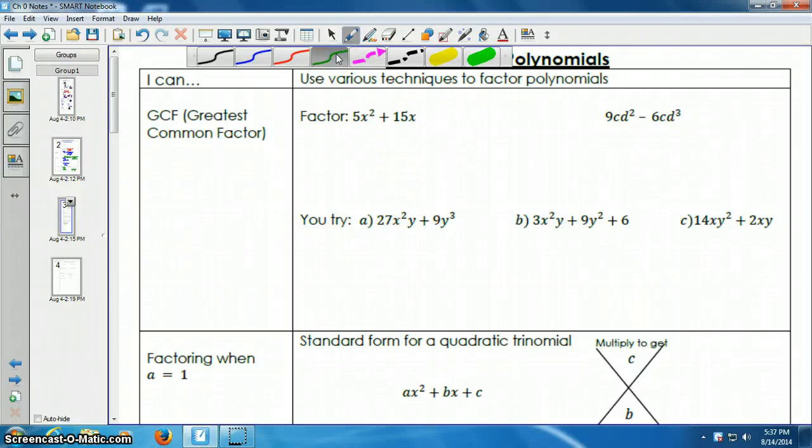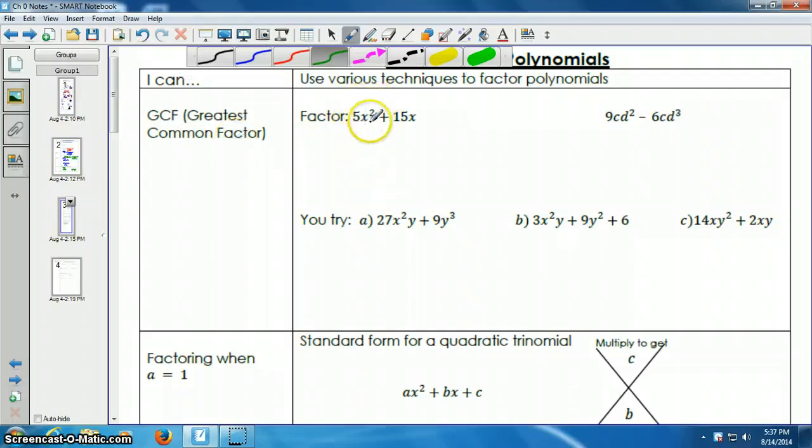Alright, today we're going to talk about using a variety of techniques to factor polynomials, and this is a really important lesson because factoring is probably the most important concept that you have down before you move on to the next course. So let's go ahead and start with just some basic factoring of pulling out the greatest common factors.